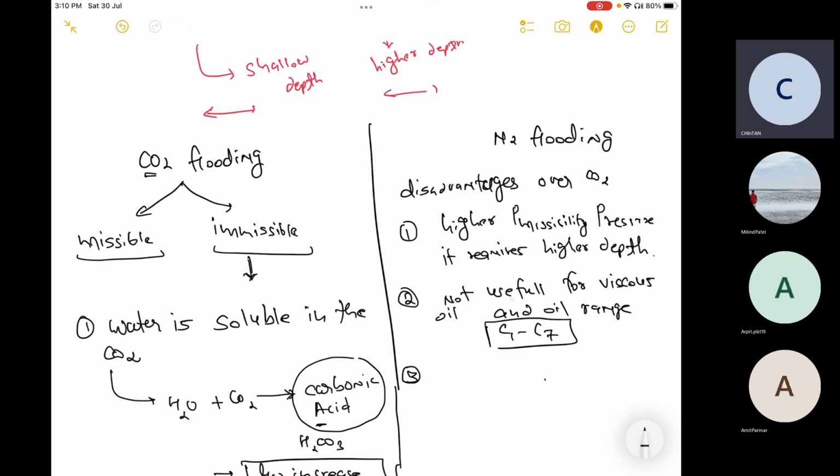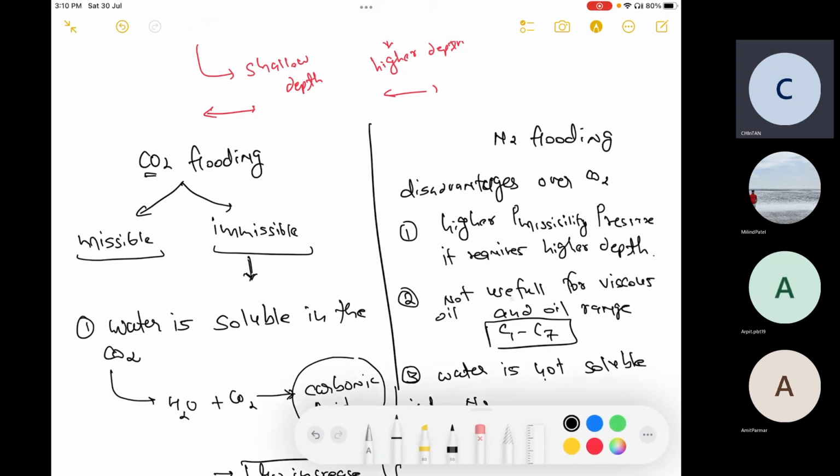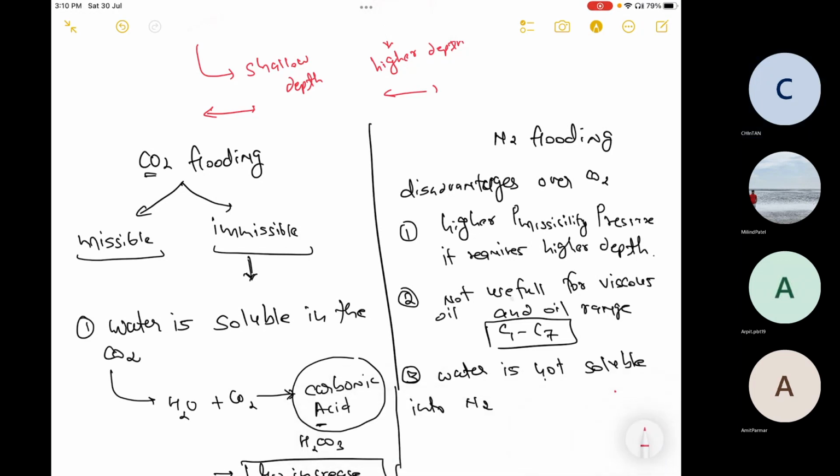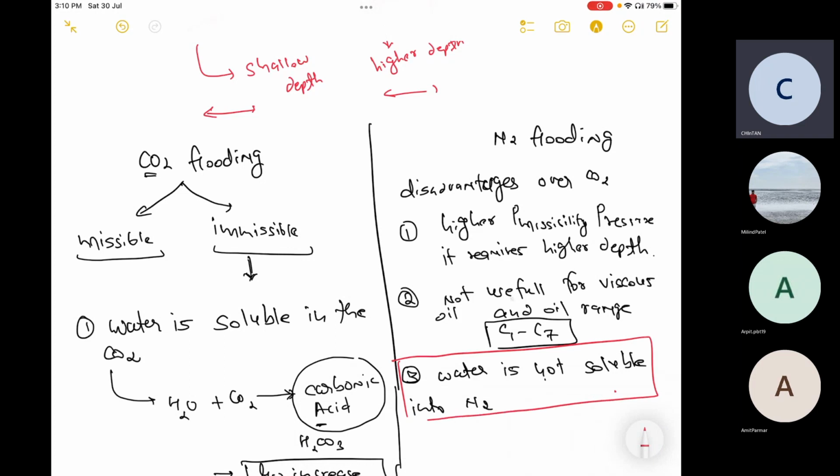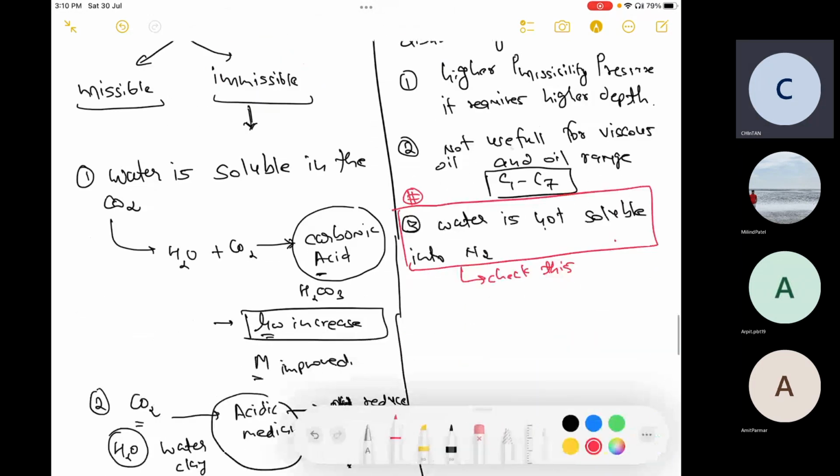Third thing, water is again not soluble in N2. Just check this point on the net. As per my knowledge, water is not soluble in N2, but I'm marking this red. I'm writing, check this. This is the case also.